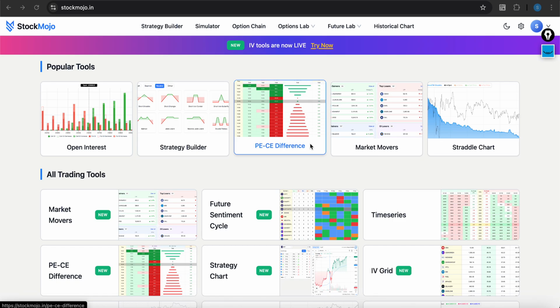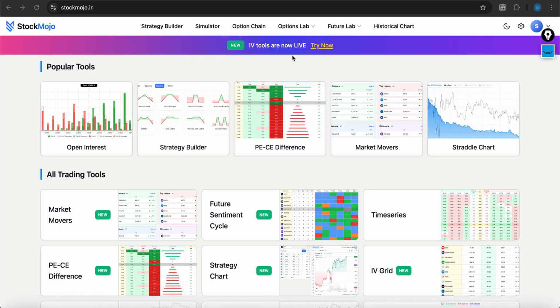We have released a new update, a new tool called IV. This is all about data trading and how you can encash data with price action. Once you log into StockMojo, you can see a tab where we have mentioned IV tools are now live. Click on Try Now.